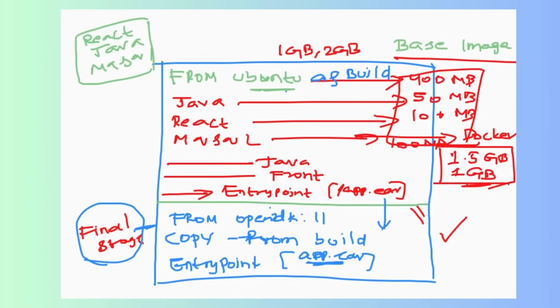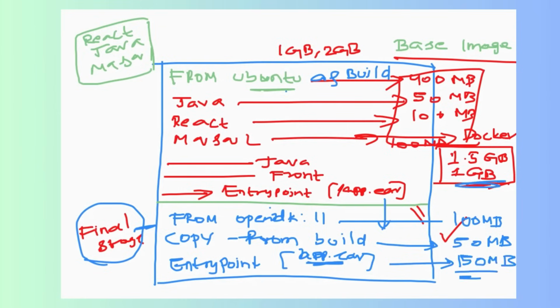So what will be the final image size? If this OpenJDK is 100 MB, and this binary, because this is just a binary, should not be more than some 50 MB or something. Again, this depends upon your application size, but hardly it will be some 50 MB. So your final image size will only be 150 MB. So you have reduced from 1 GB to 150 MB. This is the advantage of multi-stage Docker build.